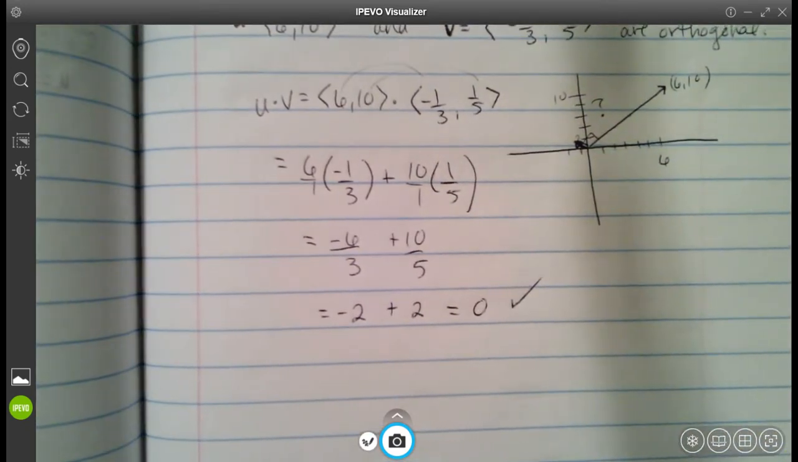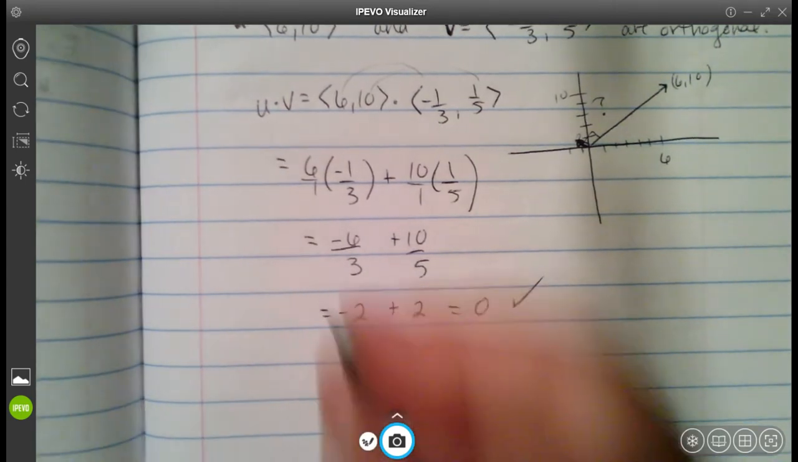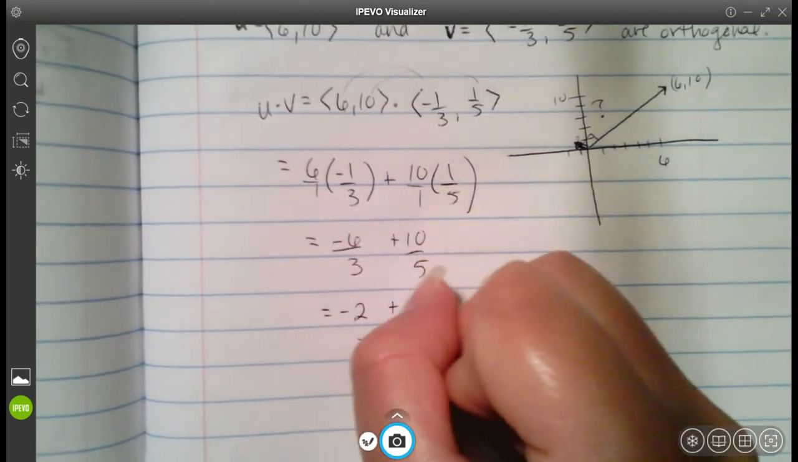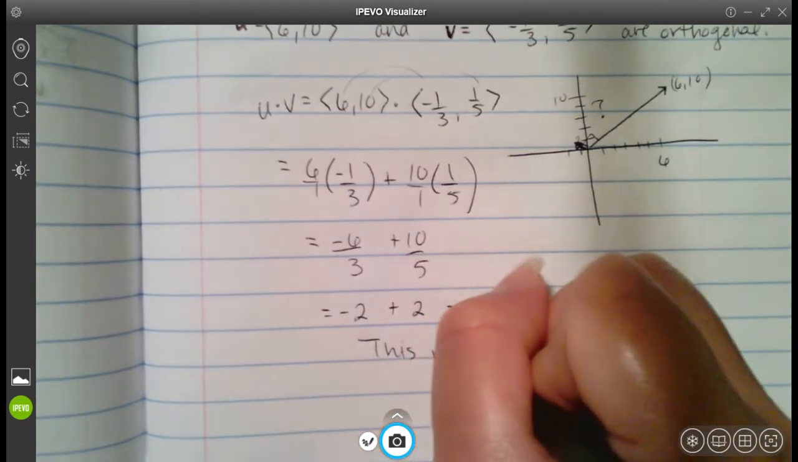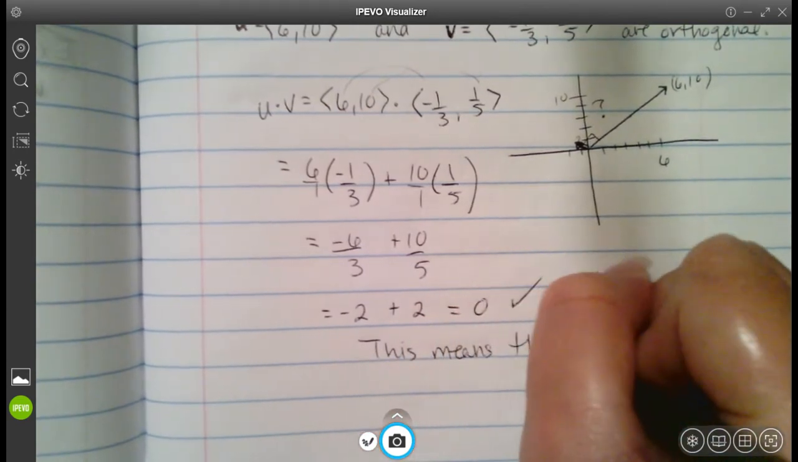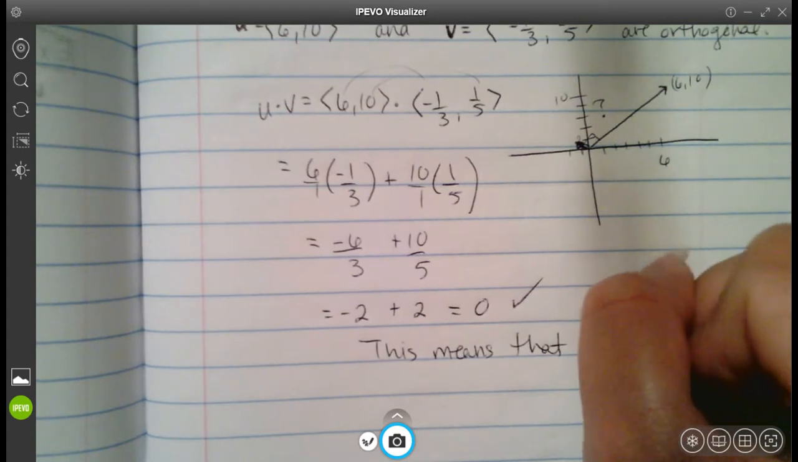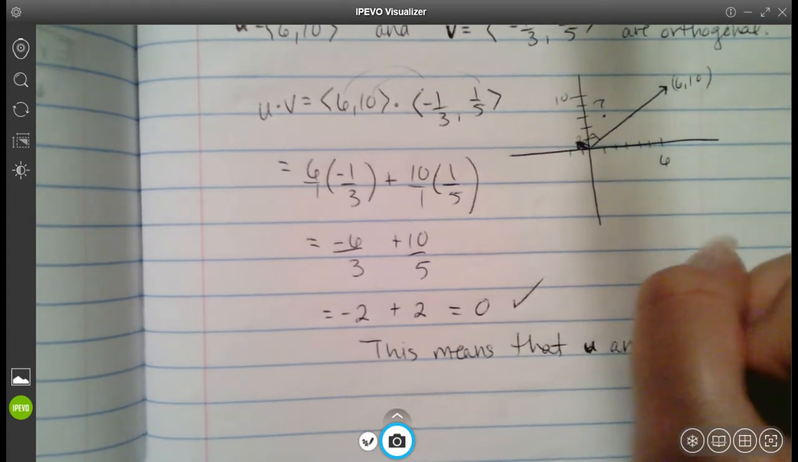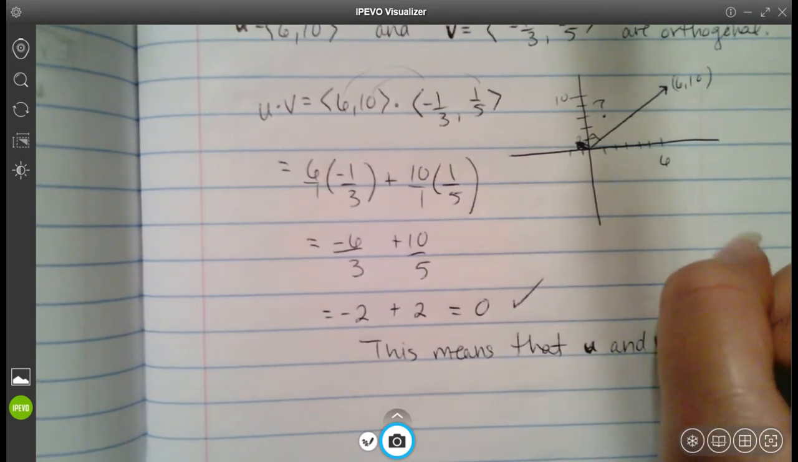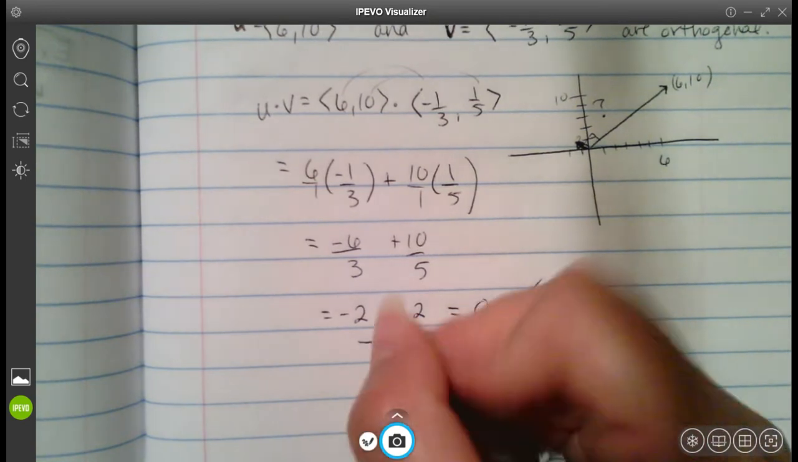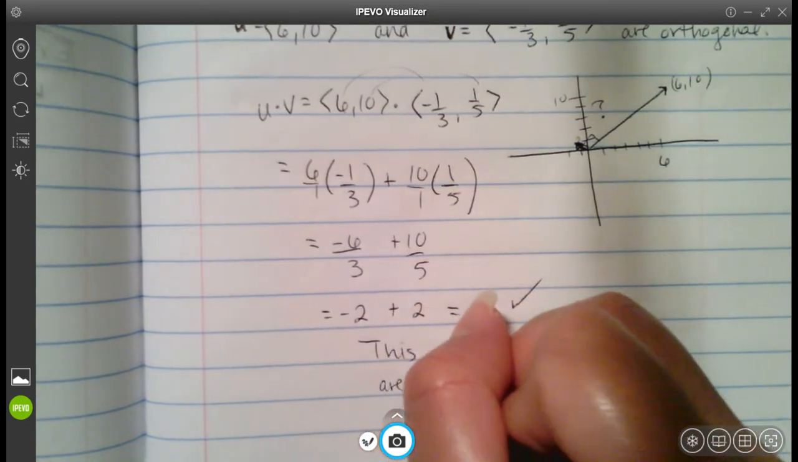So what does that mean? That means that these two vectors are in fact orthogonal. So this means that u and v are orthogonal.